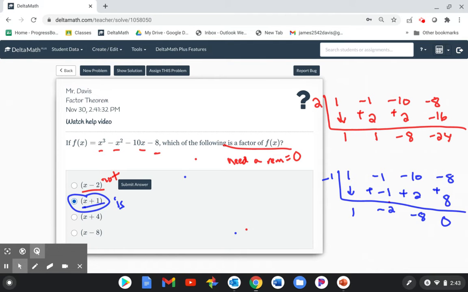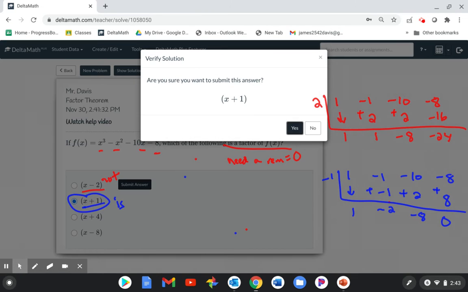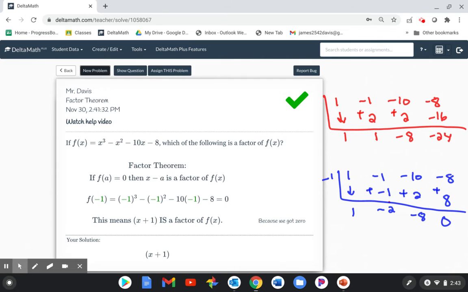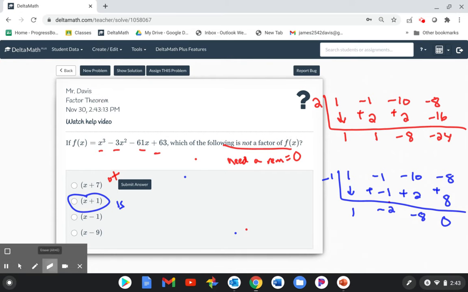So that's what we're looking for, which means this one is a factor. So go ahead and select that one. No need to check the other two. We would assume that they would not be factors. As long as you do it correctly, generally you don't have to do all of them.